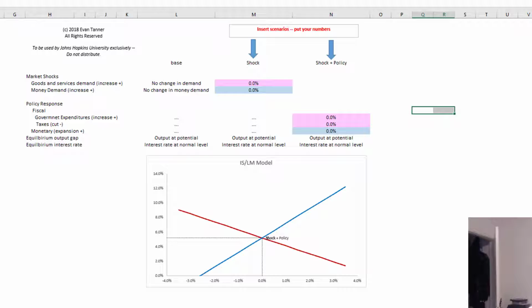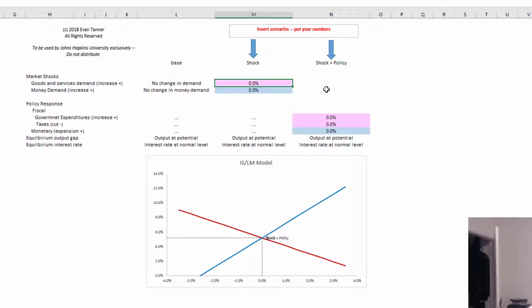Then it suffers some kind of shock, a bad shock, and to counter the shock, the government and the central bank engage in some kind of stabilization policy. In this version of the spreadsheet, we're giving you quite a bit of freedom, because we're allowing you to put in shocks in percentage of potential output.